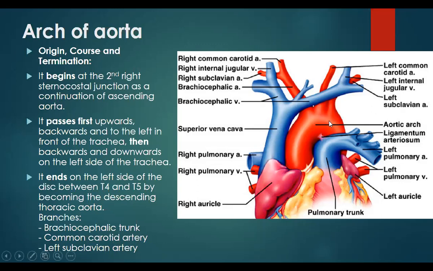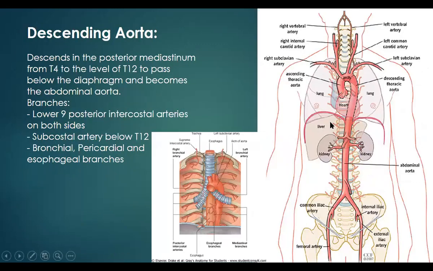Here is the arch of the aorta. Now coming to the descending aorta. The descending aorta is of two parts: a part which is present in the thoracic region and a part which is present in the abdomen. The part which is present in the thoracic region is called the descending thoracic aorta. The part which is present in the abdomen will be called the abdominal aorta.